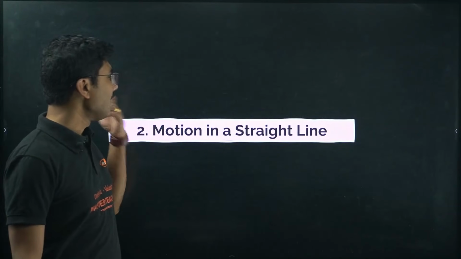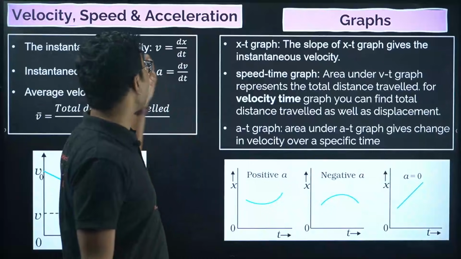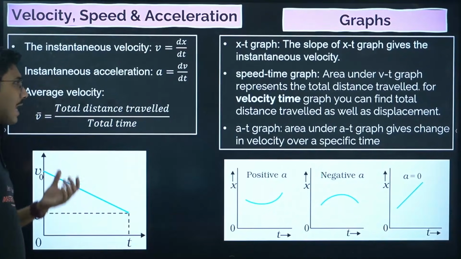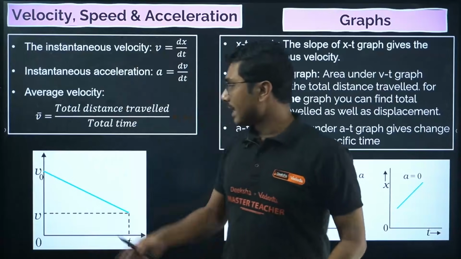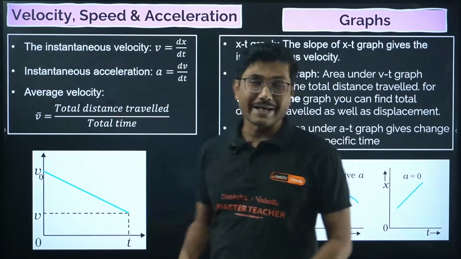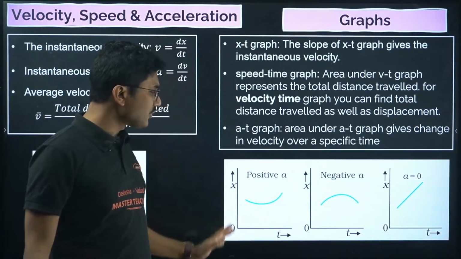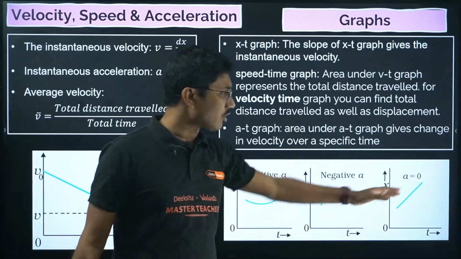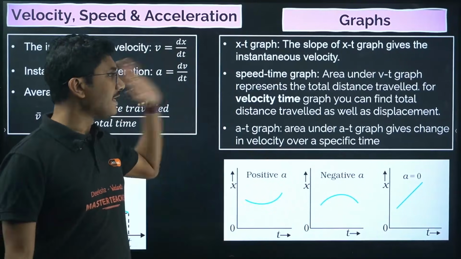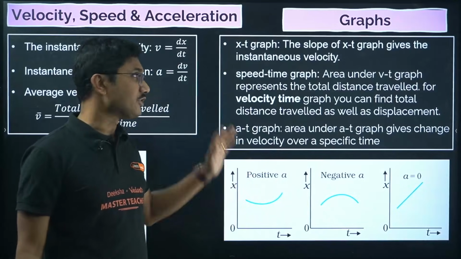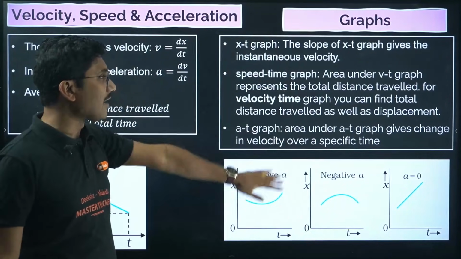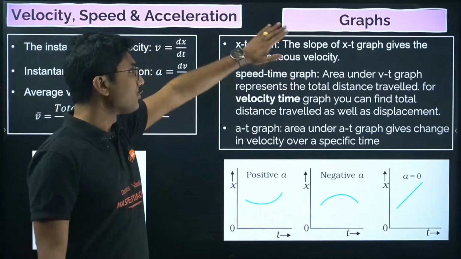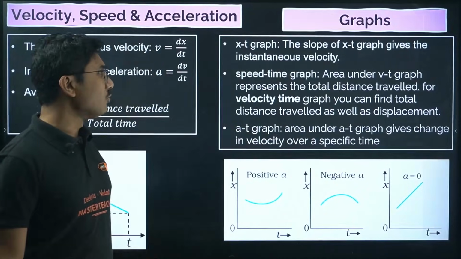Now what else do we have? In motion in a straight line, we have all the velocity, speed, acceleration shortcut formulas, how to calculate average velocity, how a velocity versus time graph looks like, then different cases of position versus time graph, okay, positive acceleration, negative acceleration, constant acceleration, everything is given in this formula sheet. You can see how the graphs are interpreted for different graphs, what is the meaning of area under the graphs, so that is also mentioned in this formula sheet.